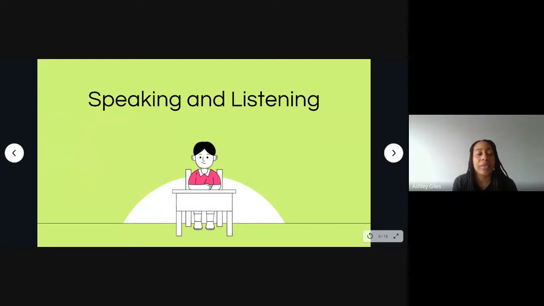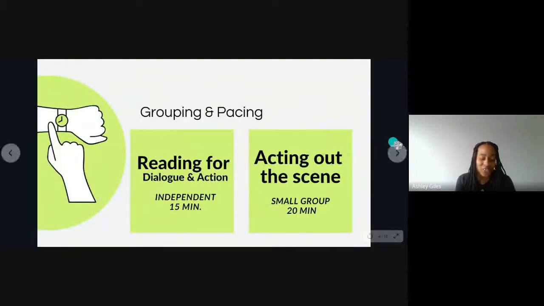In Lesson 3, we start off for the first time with some speaking and listening. This section is very cute. It's divided into two parts. The first part says the students will be reading for dialogue and action, and this is going to be independent.